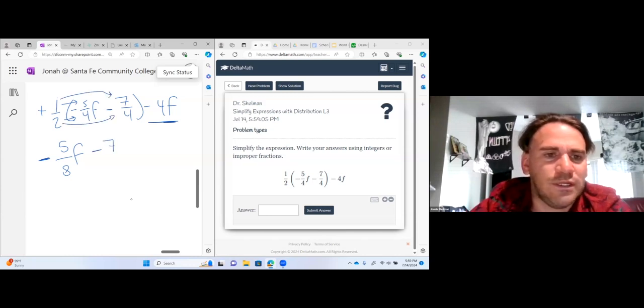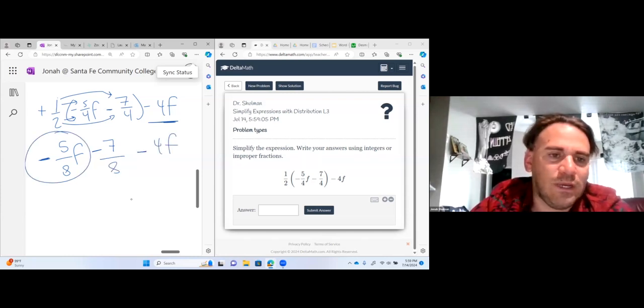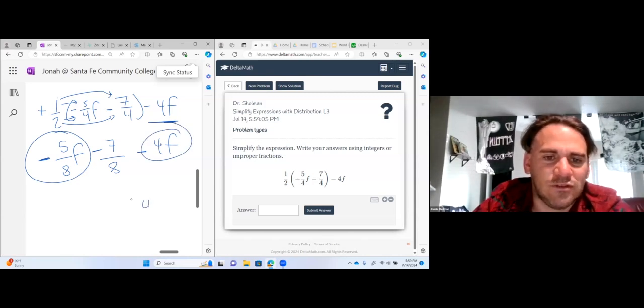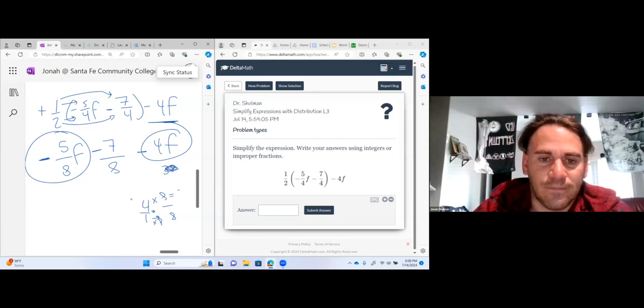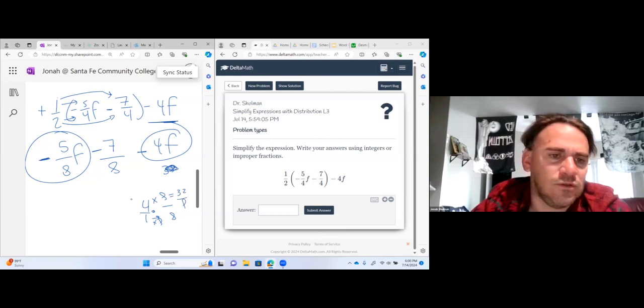2 times 4 is 8. We're minusing 4f. Now we have to put these together, but this is out of eighths. So if I take this 4, it's over 1, but I want to make it out of 8. So I have to multiply by 8 on the bottom and multiply by 8 on top. So 8 times 4 is 32. Sorry, 32/8.